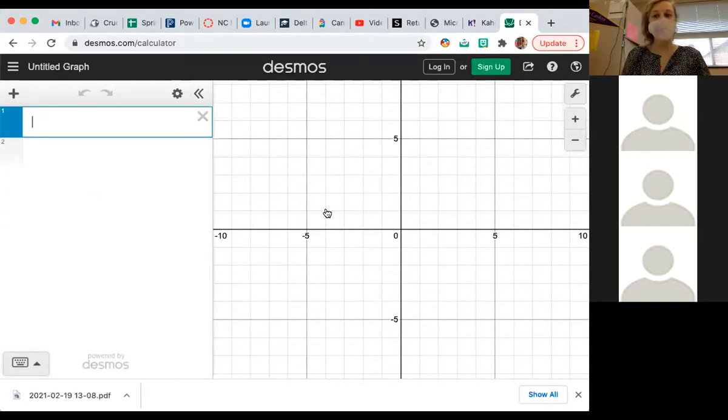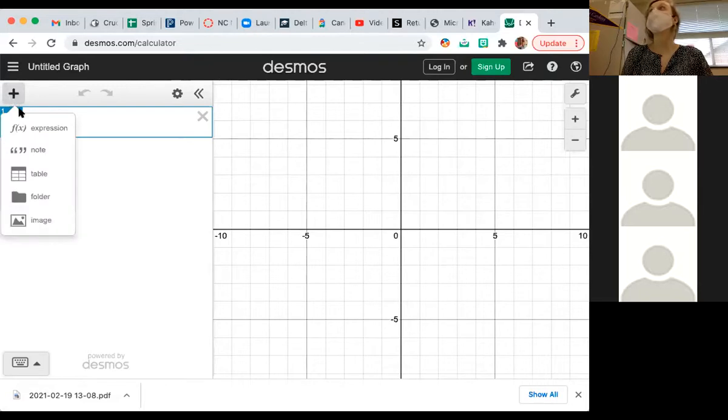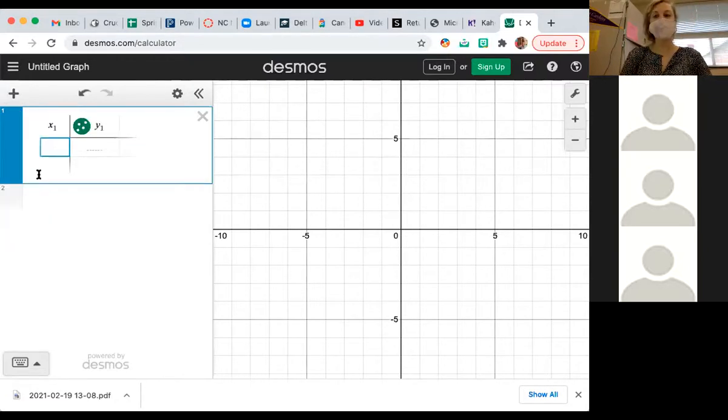All right. What do I do now? Click plus sign and add a table. Good. Add a table right there. Pay attention. Thank you. Add a table. What is step 3? Type the data in the table.